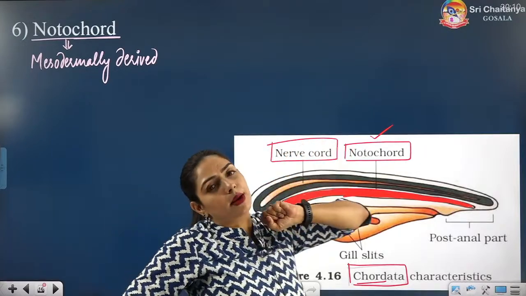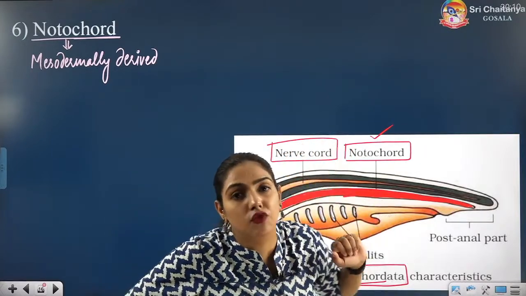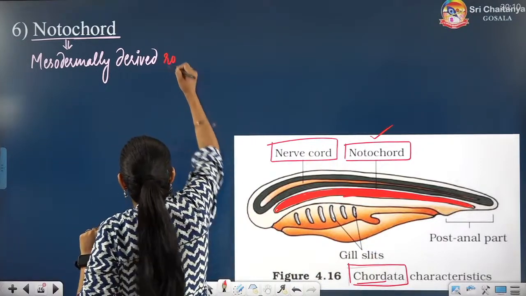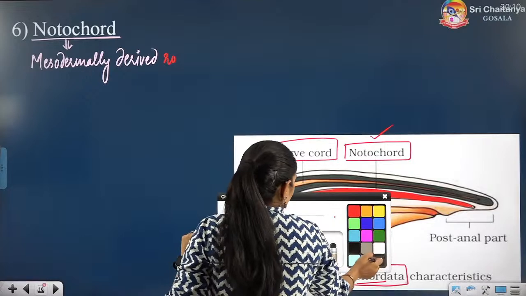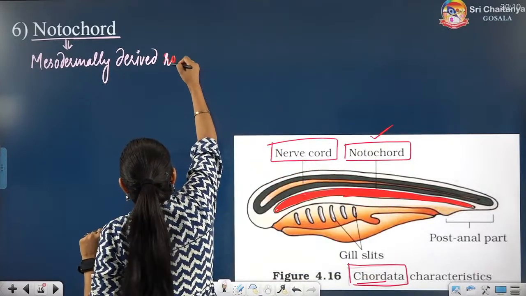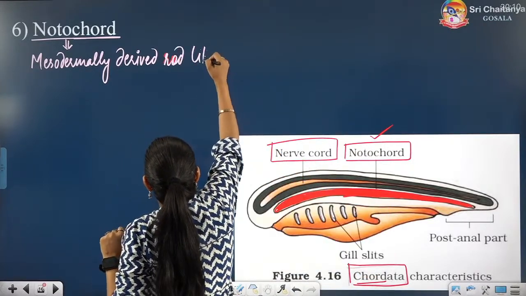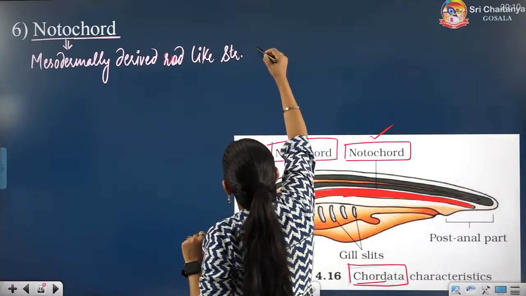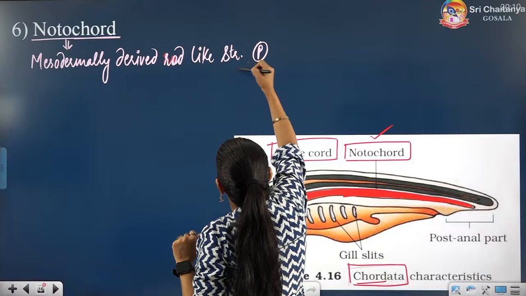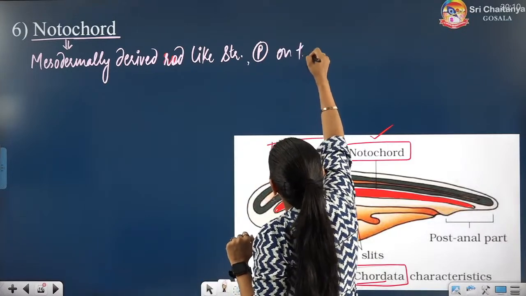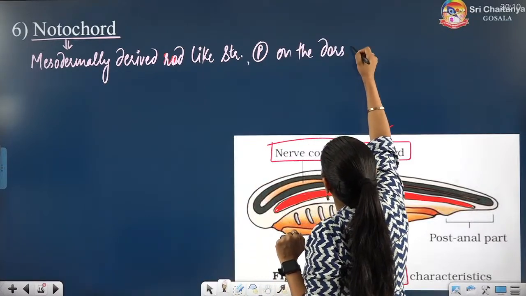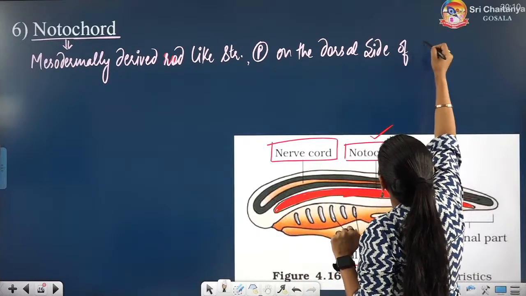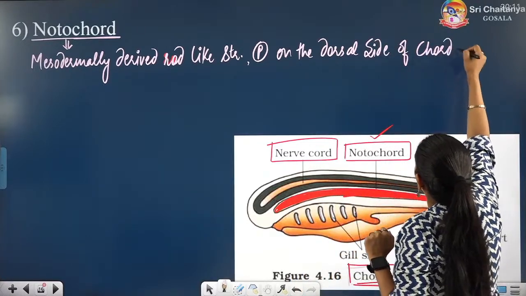Both of these are present on the dorsal side of chordates. Alright, so mesodermally derived, rod-like structure, present on the dorsal side of chordates only.